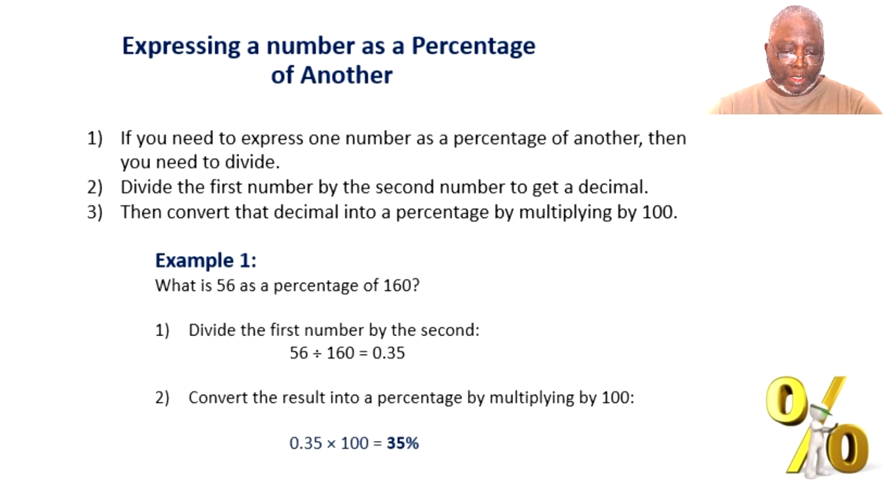Example 1. Divide the first number by the second. In other words, you make it into a fraction and you divide. You know that a fraction is a division sum. So 56 divided by 160 is 0.35. Convert the result into a percentage by multiplying by 100. So 0.35 times 100 is 35%.